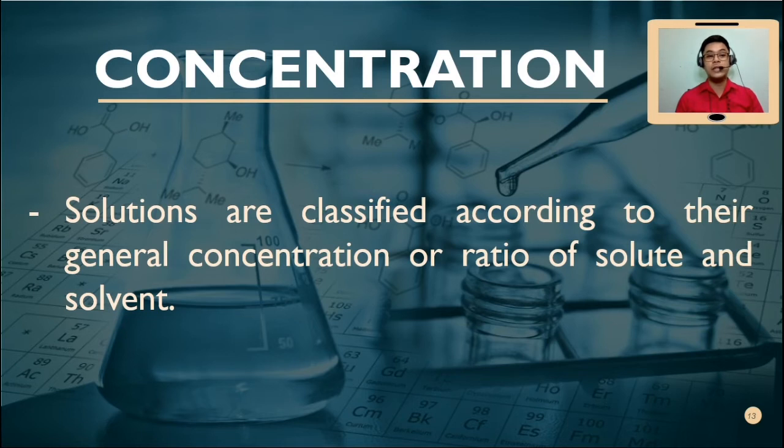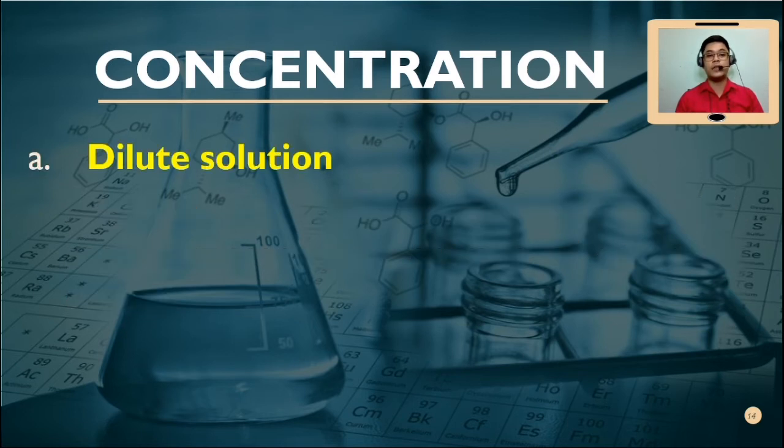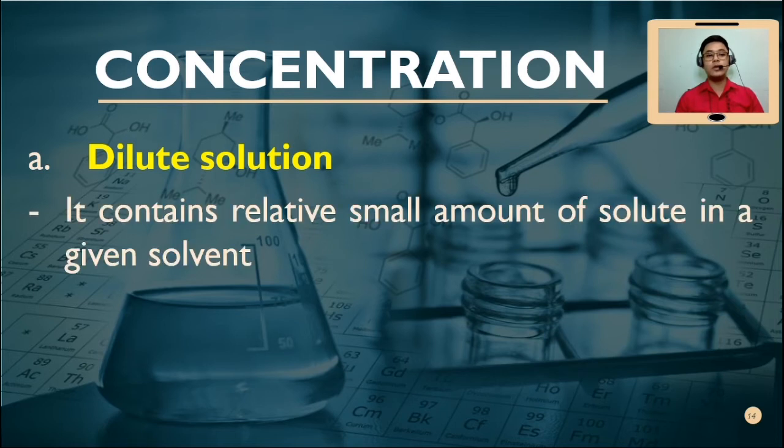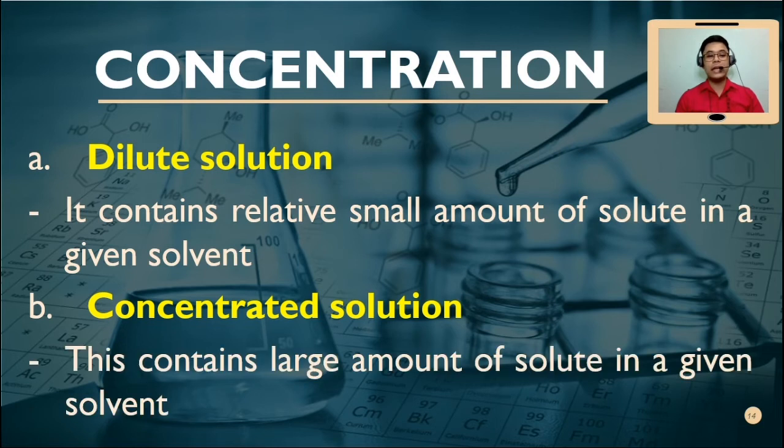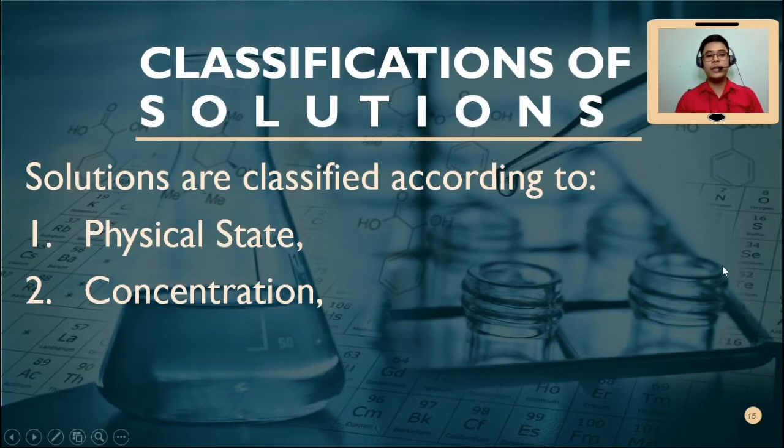And what are these two solutions? First, we have the dilute solution. So dilute solutions contain a relatively small amount of solute in a given solvent. And second, we have the concentrated solution, which contains a large amount of solute in a given solvent. And these are the two types of solutions under the concentration classification. So we're done with the classifications according to the physical state and also according to the concentration.